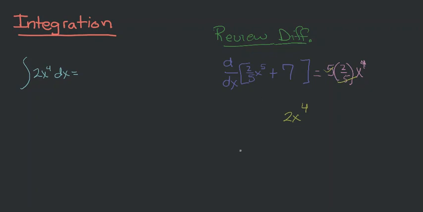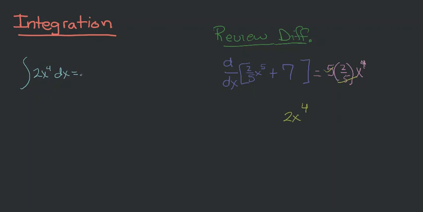Integration is doing the exact opposite of that. So notice here we have what's going to be called the integral. That's what this symbol means. This dx just says we're looking at the x variable. It says with respect to x. So we are doing the integral of 2x to the 4th.